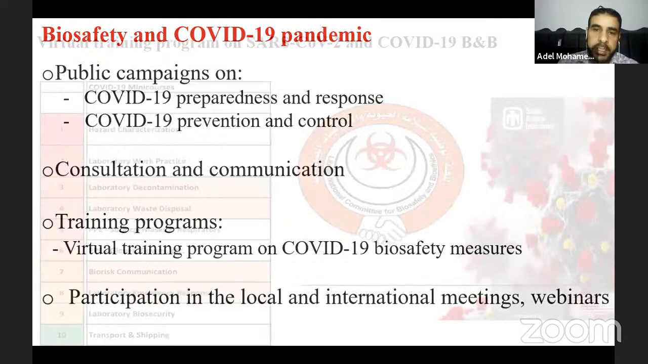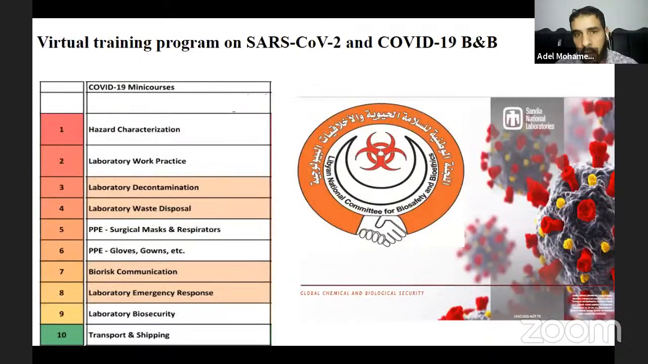We first started the virtual training program on SARS-CoV and COVID-19 biosafety and biosecurity for targeted trainees who are dealing with COVID-19 testing. The course is composed of 10 topics or addresses. All of these addresses are adapted and modified from the Sandia National Laboratory modules.